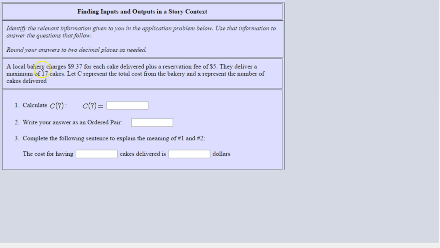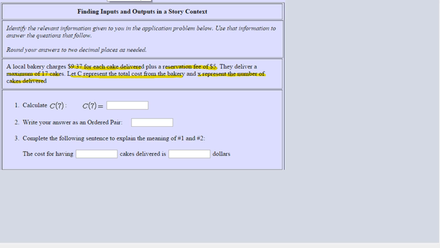So a local bakery charges $9.37 for each cake delivered, plus a reservation fee of $5. They deliver a maximum of 17 cakes. Let C represent the total cost from the bakery and X represent the number of cakes delivered. So first we're asked to calculate C of 7.